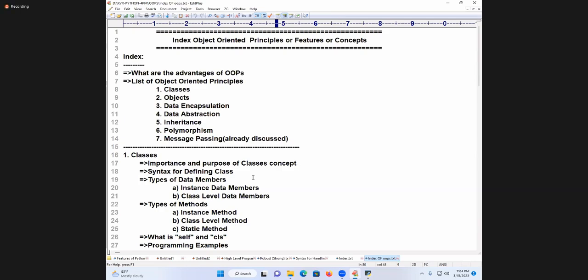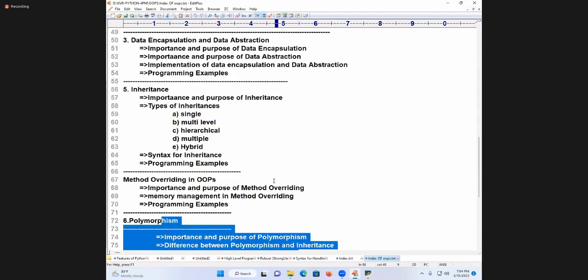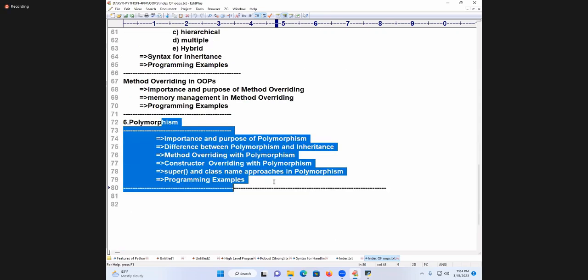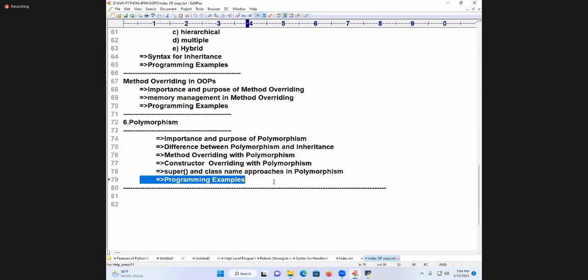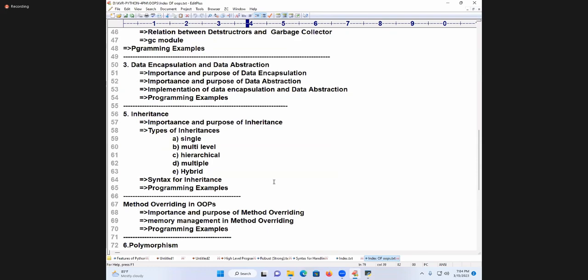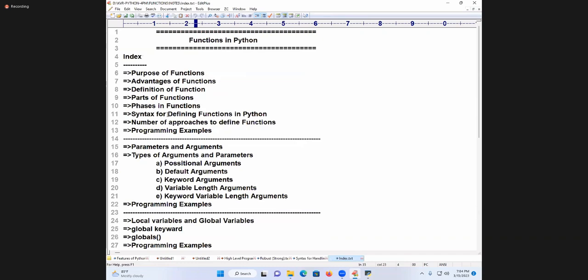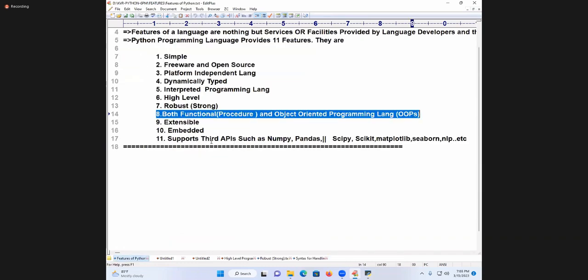You can see the OOPS content, almost 79 topics are there. These 79 topics I cannot explain in a single line. After entering into OOPS, I will tell you why OOPS is required. Understand, students? That's why I'm not talking about it immediately. Functional programming and object-oriented programming, I am not going to explain now.